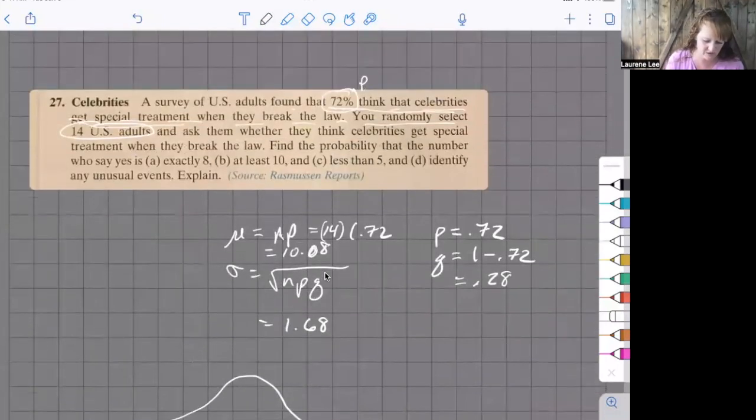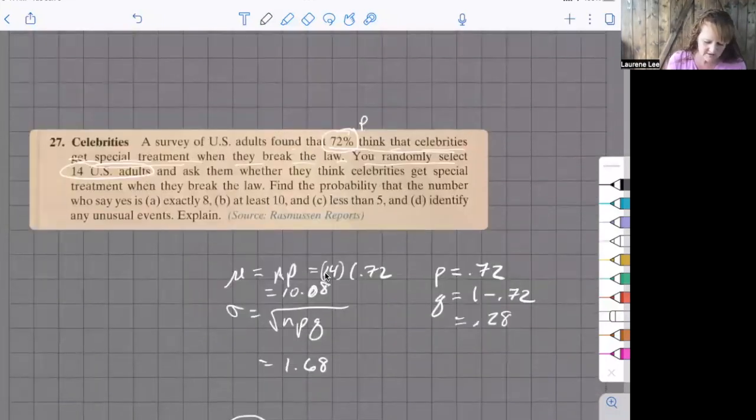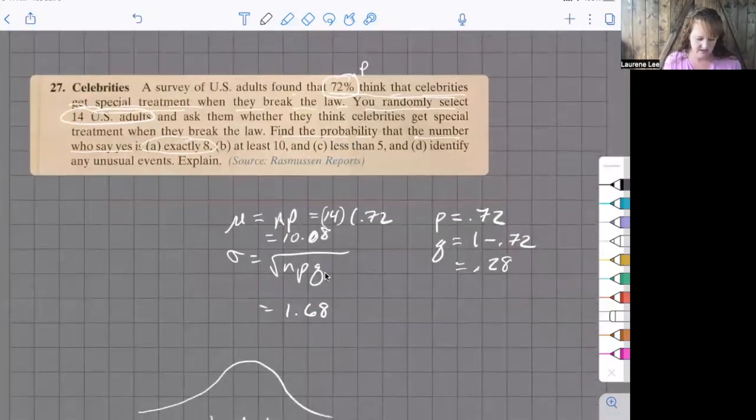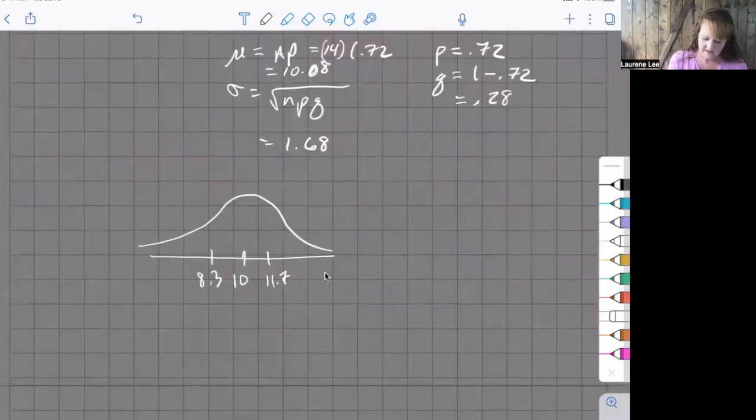Okay, so let's read the problem. Find the probability that the number who say yes is exactly 8. So let's do that first. Okay, that means that here's 8. And remember, these are bars. So basically, I'm just asking you, what's the height of that one bar?